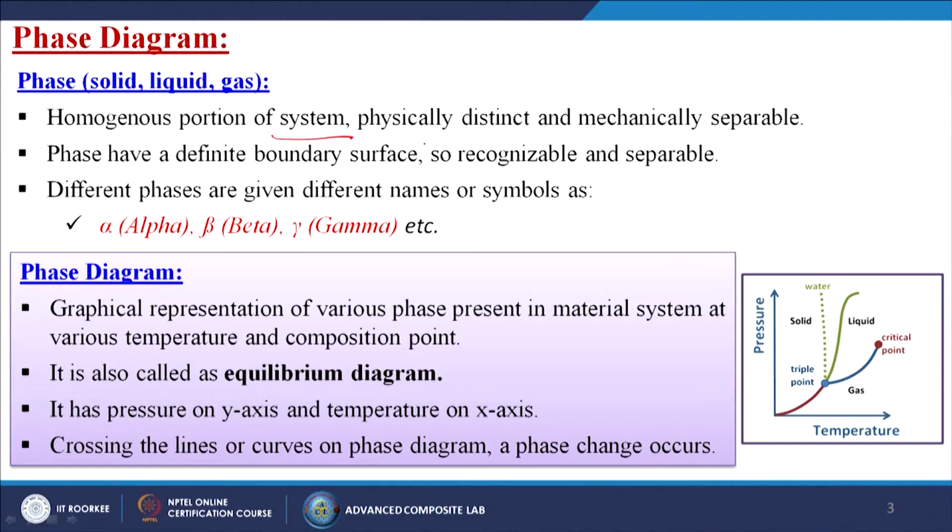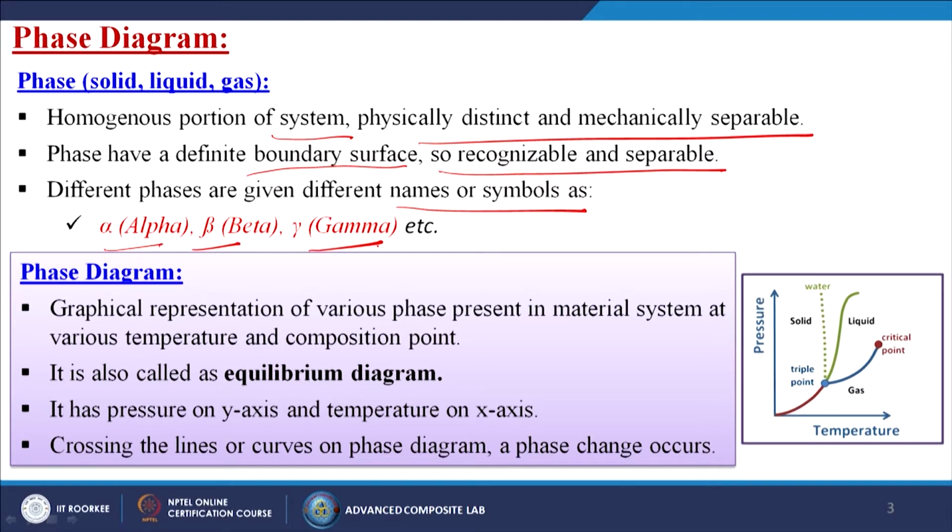So, what is a phase diagram? Generally a phase, as we know, may be solid, liquid, or gas. It is a homogeneous portion of a system, physically distinct and mechanically separable. Phases have a definite boundary surface, so they are recognizable and separable. Different phases are given different names or symbols like alpha, beta, gamma, etc.